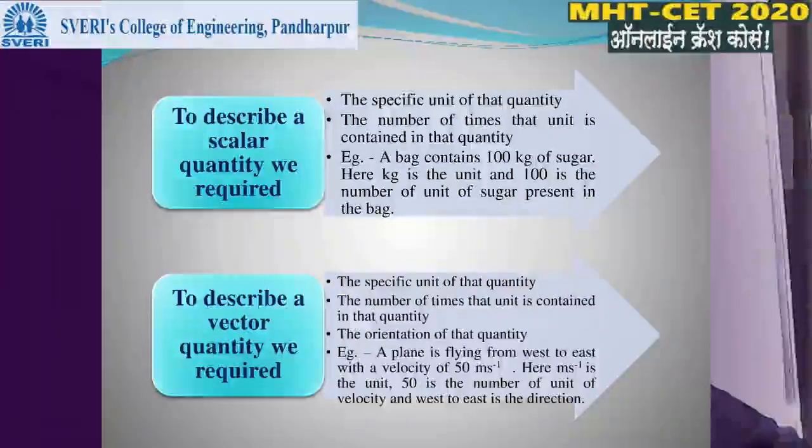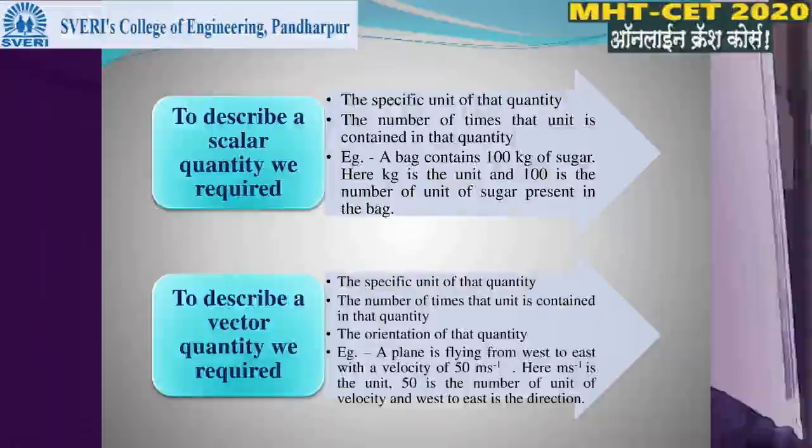And the third one is the orientation of that quantity. Orientation of that quantity is very important. If we take an example, a plane is flying from west to east with a velocity of 50 meter per second. I repeat, a plane is flying from west to east with a velocity of 50 meter per second.